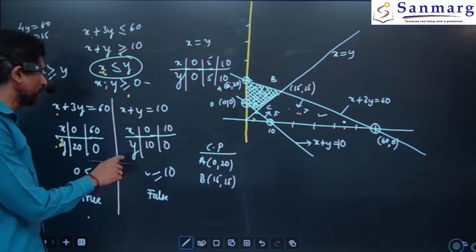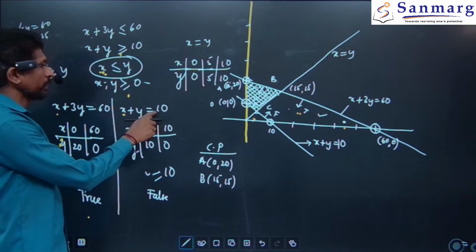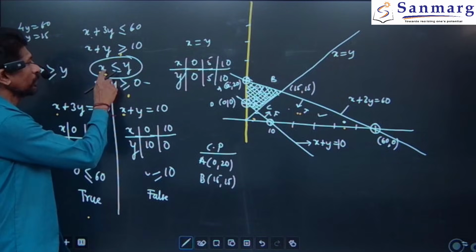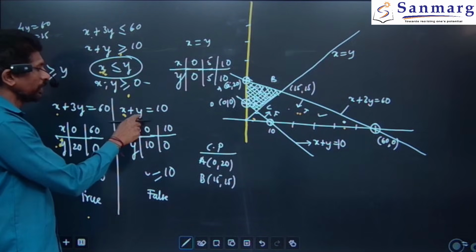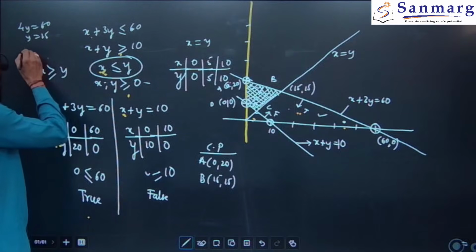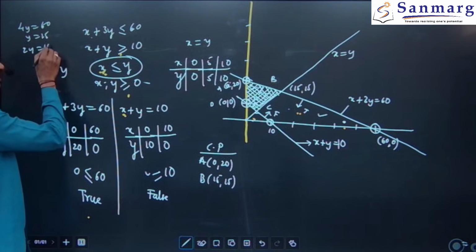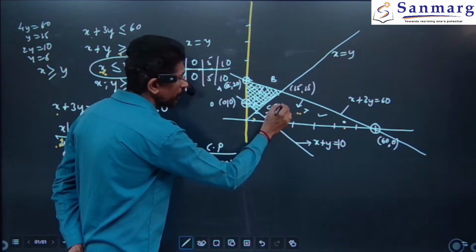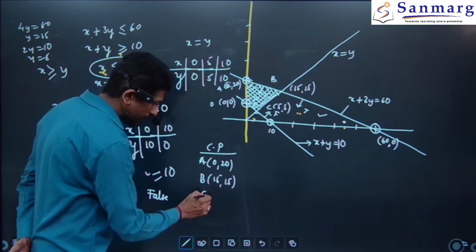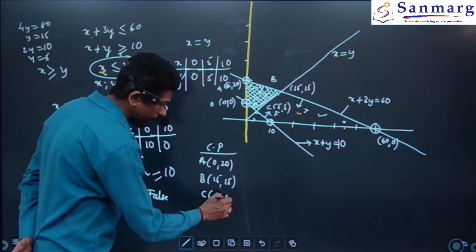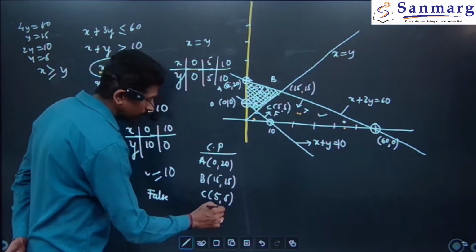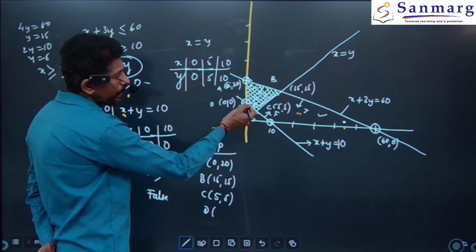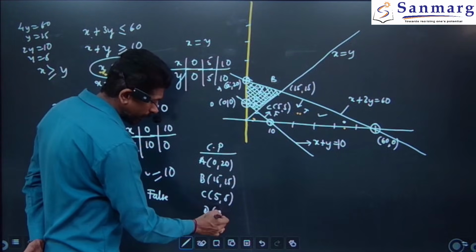What about the second one? If x plus y is equal to 10, you have to substitute x equal to y now. So automatically 2y becomes 10. If 2y is equal to 10, y becomes 5. If y is 5, this point becomes 5, 5. The C point also becomes 5, 5. The D point is on the y-axis, that is 0, 10.